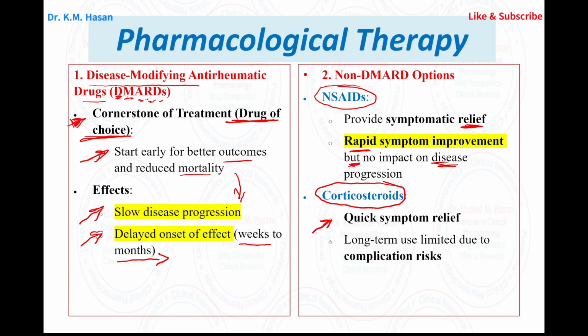However, we have to be careful when we use corticosteroid for long-term use. This is associated with complication risk. For example, this will lead to osteoporosis. This will lead to the risk of hypertension. And this will lead to the risk of diabetes mellitus. And others, for example, we have cataract.